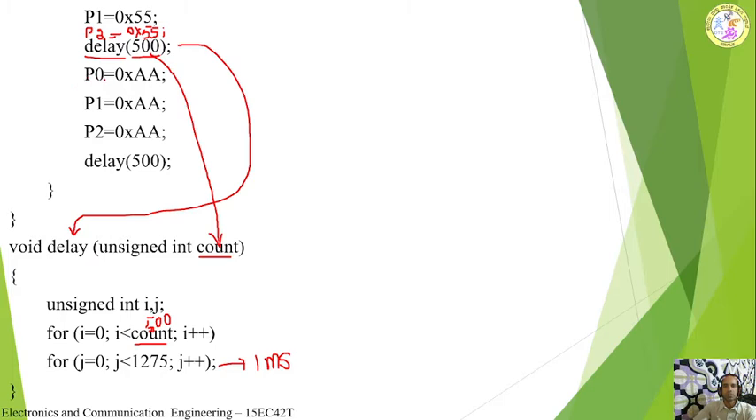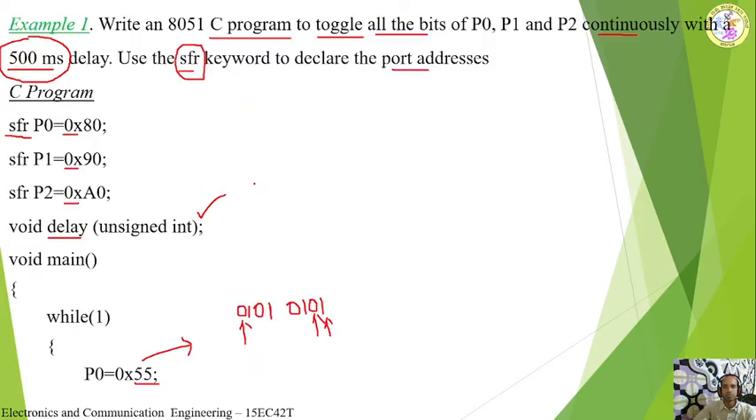Now it will make P0 is equal to AA, P1 is equal to AA, P2 is equal to AA. Why we have written AA here? Because the complement of 55 is nothing but AA. AA is the complement of 55. This is 55. You make the complement.